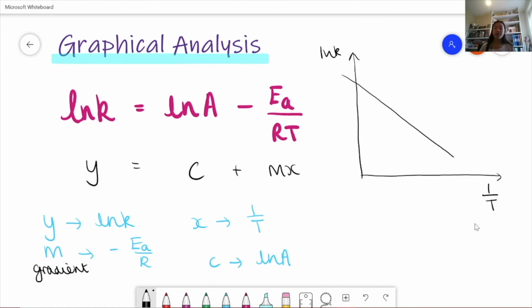So the way you find activation energy would be to find the gradient of the graph. That would be to draw a little triangle here and divide the difference in the y by the difference in the x. You do the gradient multiplied by minus the gas constant. And then this point here would be our ln A, because c is the y-intercept. And so that's how you can find the Arrhenius constant. You would unlog it to find A, and you can find the activation energy by doing gradient times minus the gas constant.